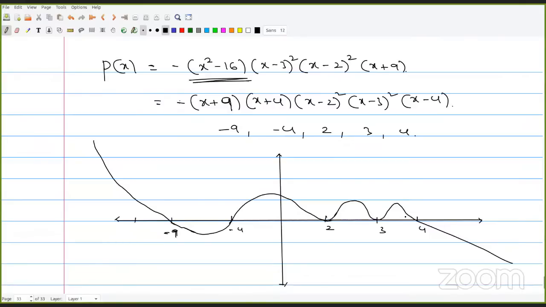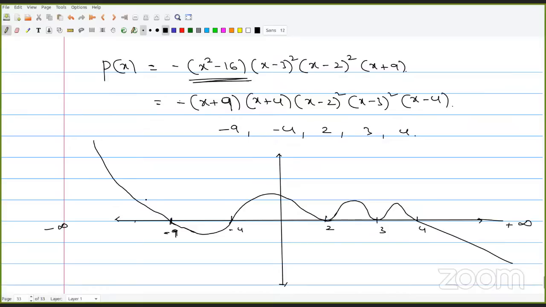Can you please explain the end behavior at minus 9? See, end behavior will come at minus infinity and plus infinity. There is no end behavior at minus 9. No, sir. You had told that before minus 9 it is positive. How did you tell that? Can you please repeat it? You just take randomly one real number.